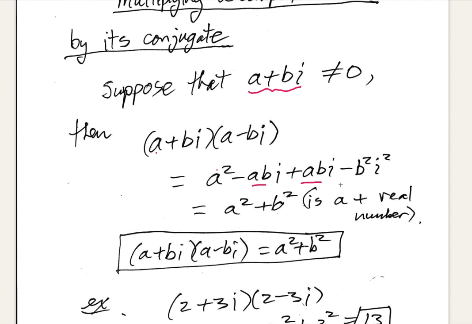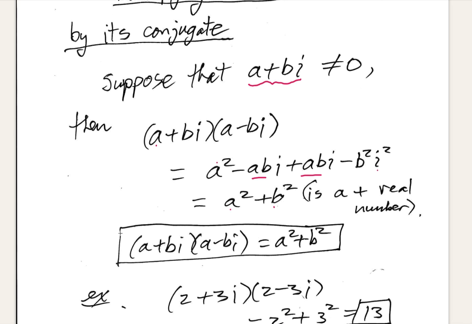So this is just like that other example we did on the previous page, okay? And then i squared is negative 1, so I've really got a squared plus b squared, which is a positive real number since either a or b is not 0, right? So this has got to end up being a positive real number. That's a sum of squares of two real numbers, at least one of which is non-zero. So that's going to be a positive real number.